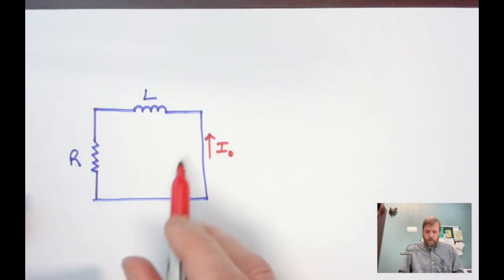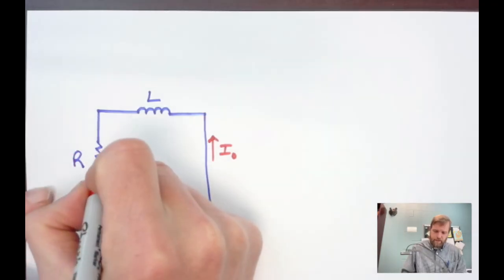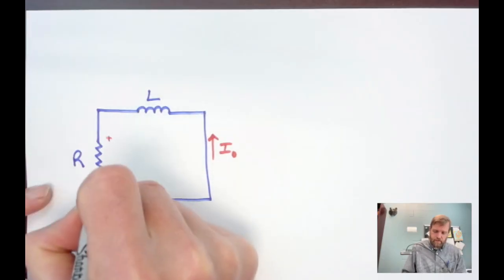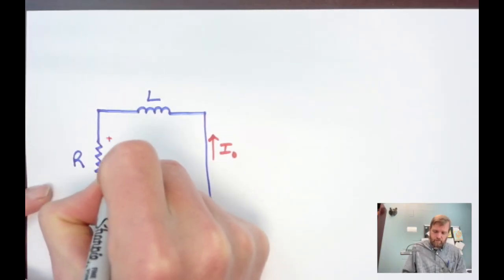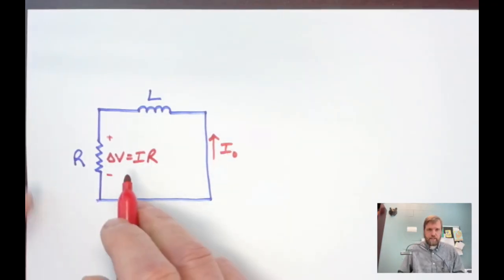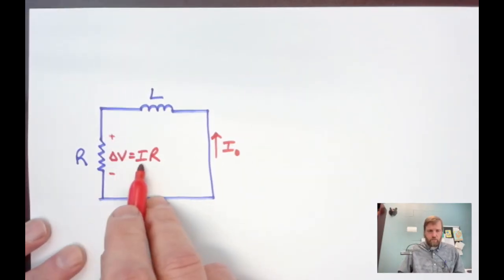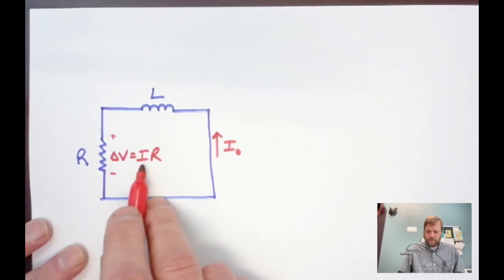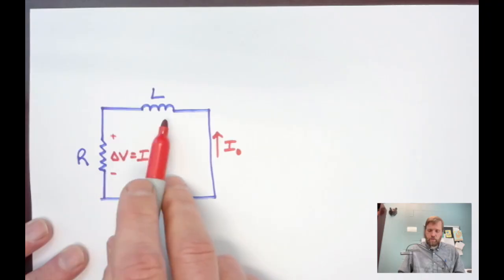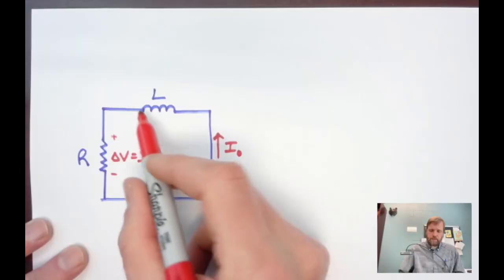We know that as the current goes through this resistor, delta V for the resistor is equal to I times R. That is, the voltage across this is whatever the current is times the resistance. That's this delta V. And then the inductor has to have the opposite.